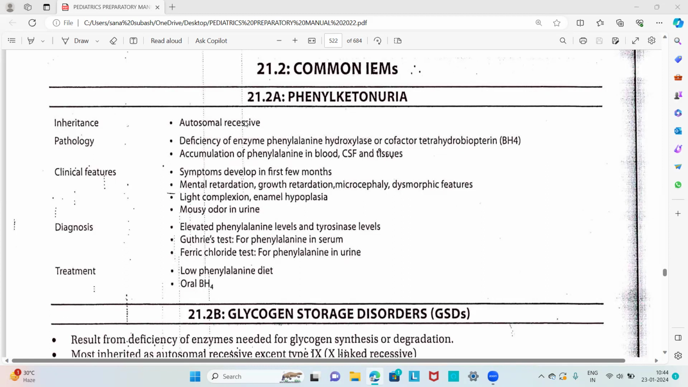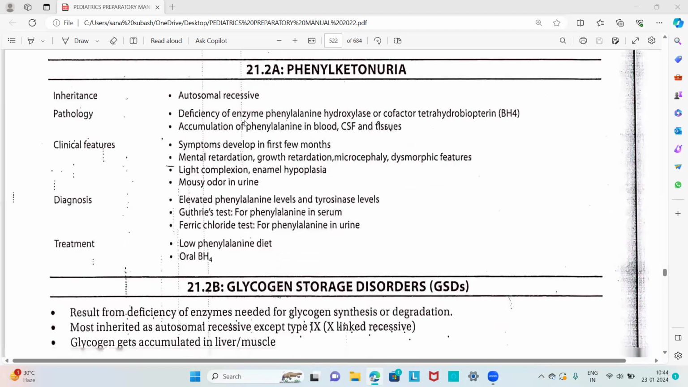Then how will you diagnose a case of phenylketonuria? We have to look for elevated phenylalanine levels and decreased tyrosine levels. We also go for Guthrie's test for phenylalanine in the serum, and the ferric chloride test for phenylalanine in the urine. These are the diagnostic tests. The treatment is to advise the patient a low phenylalanine diet and supplement the oral cofactor tetrahydrobiopterin. So that is all regarding phenylketonuria.